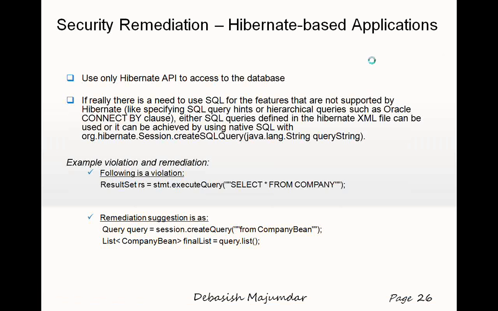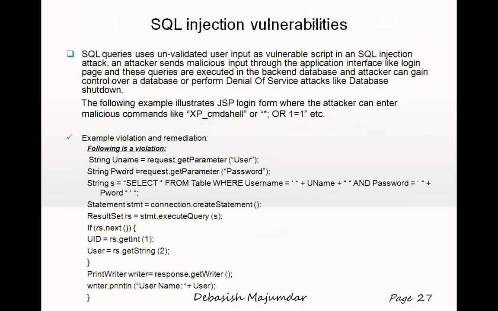So next, here is an example of SQL injection. As far as the violation is concerned, in the following example there is a JSP login form where the attacker can enter a malicious command, like xp_cmdshell on the command shell, or an asterisk, or 1=1, this kind of thing. So we are using request.getParameter, and thereafter select star from table, then connecting to the database with createStatement, and then using the result set to retrieve the data.